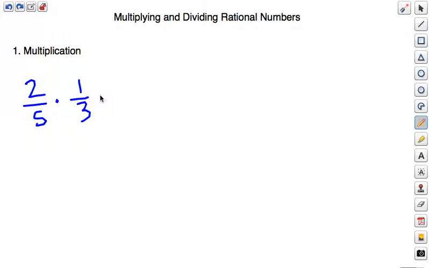So looking at these two fractions, we have 2/5 times 1/3. When you multiply fractions, it's relatively simple to remember that you multiply the numerators and you multiply the denominators. So we have 2 times 1 over 5 times, not 5, but 3. So we get 2/15. Okay, and then simplify if needed. In this case, 2/15 is in simplest form, so we're good to go there.